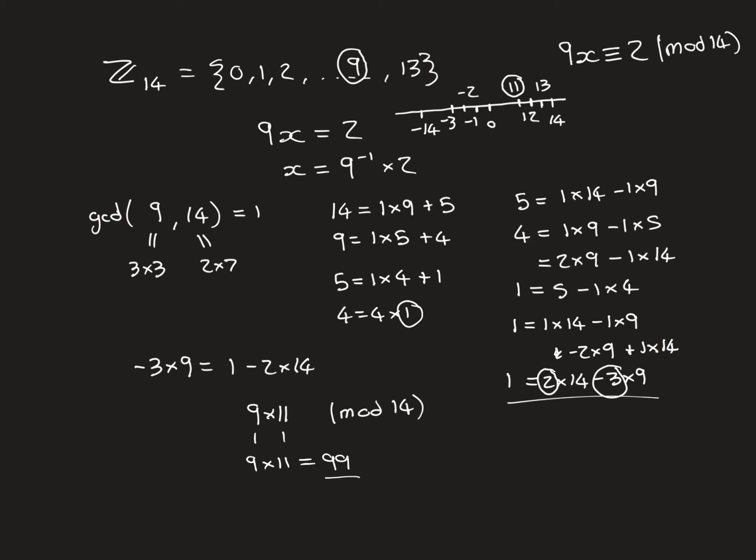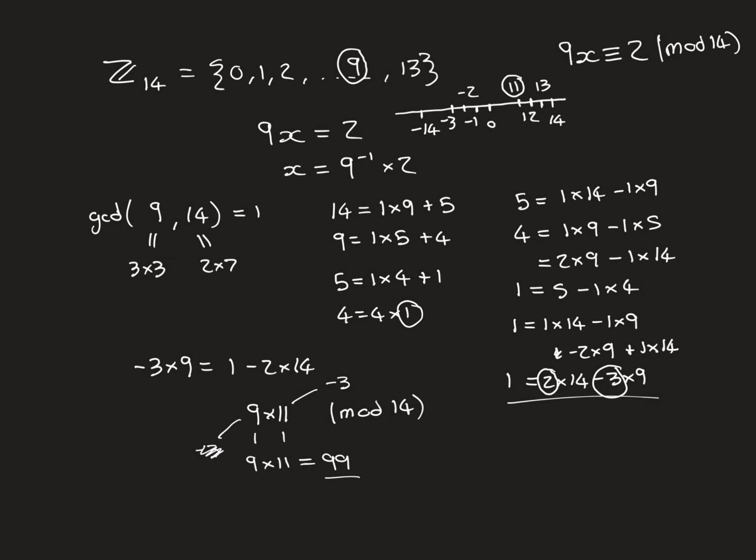But we know we're guaranteed to get this right because another thing in the congruence class of 11 is negative 3, and we know that if we multiply 9 with negative 3 in the integers, it gives us this thing, 1 minus 2 times 14, which is in the congruence class of 1. So because we know everything works and is well defined, we know we're guaranteed to get in that congruence class, but let's just check this.